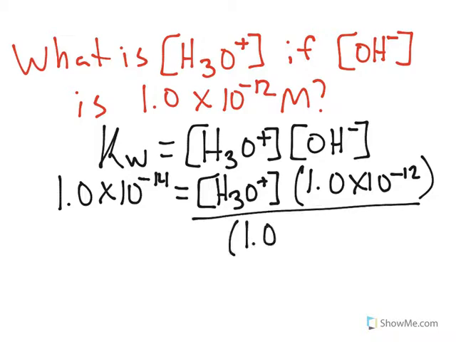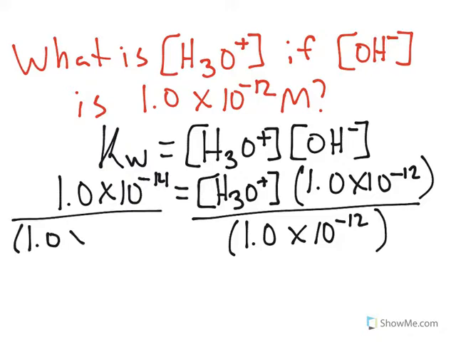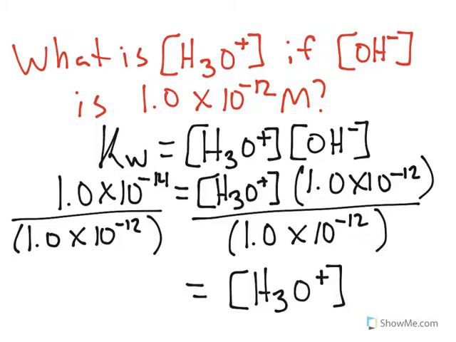We'll divide both sides by 1.0 times 10 to the negative 12. And we'll find that this hydronium concentration is actually equal to 1.0 times 10 to the negative second. So we're able to find a hydronium concentration only from knowing a hydroxide concentration.